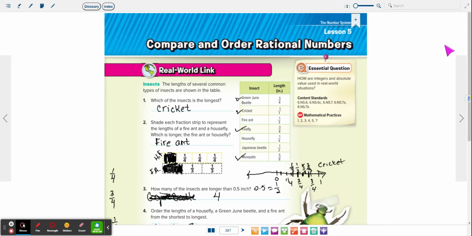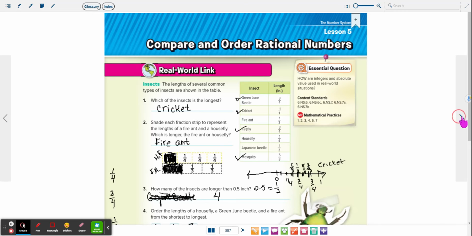Hi guys, Mrs. Renfro here again, and I want to do part two for lesson five. Just a real quick work through on some of the problems so that you can get started on your homework.